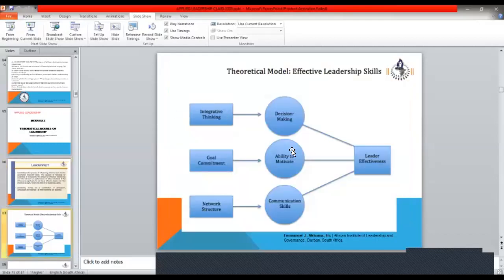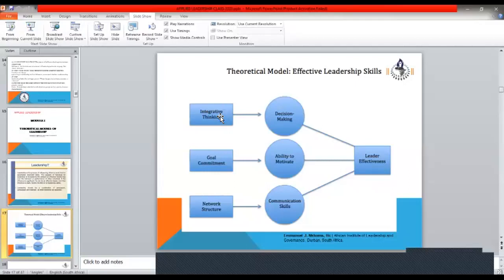Let's look at this diagram now. Theoretical effective leadership skills. Let's start with models of thinking, which we call integrative thinking. Those of you who attended the course called Leadership Agility will remember when we spoke about integrative thinking. Now, integrative thinking should result in leader effectiveness.